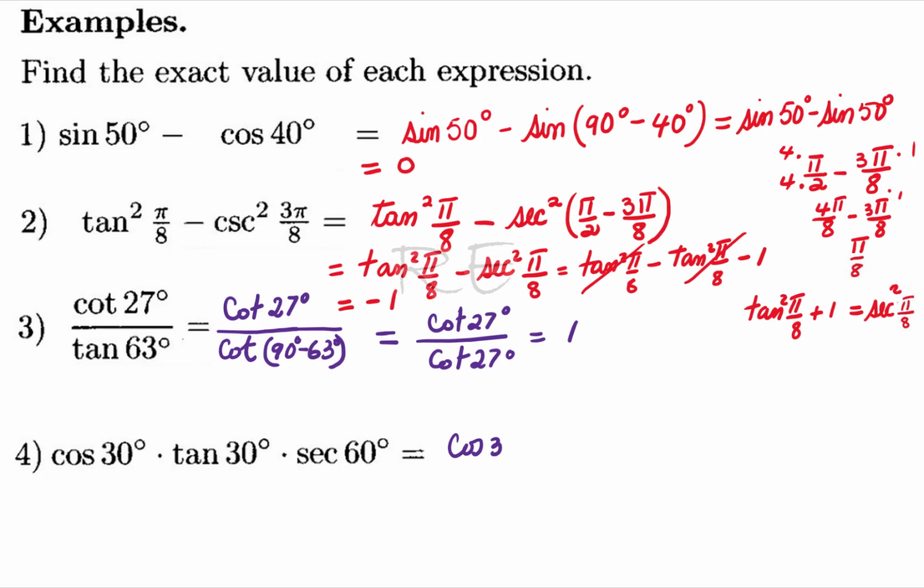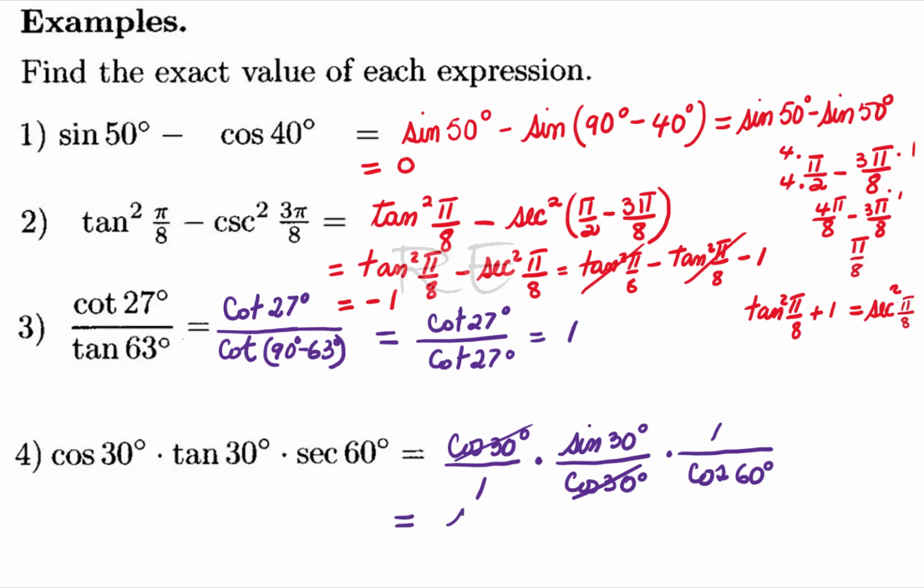Cosine 30 degrees over 1 multiplied by tangent 30 degrees, which is sine 30 degrees over cosine 30 degrees. And secant 60 degrees is 1 over cosine 60 degrees. Cosine 30 cancelled. So sine 30 degrees multiplied by 1 over sine of 90 minus 60, which is 30. Sine 30 cancel. The answer is 1.